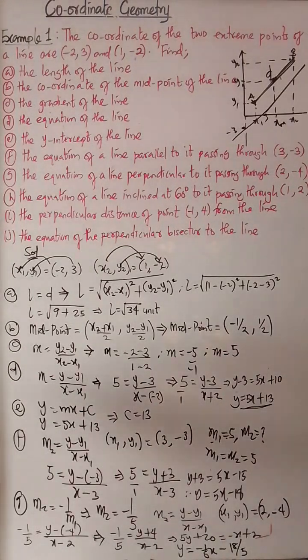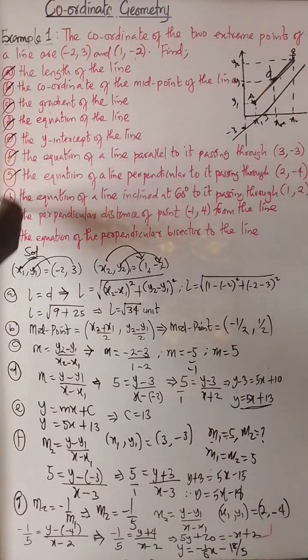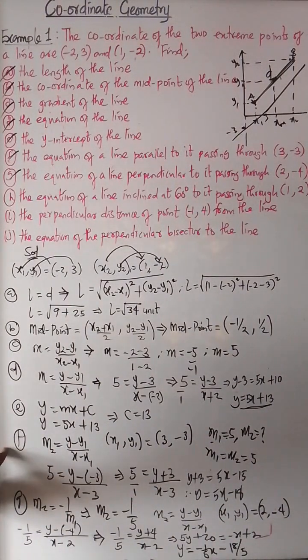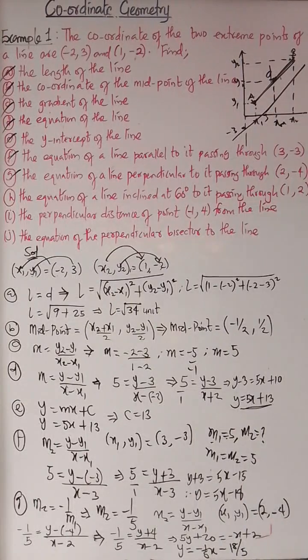So we've done A, B, C, D, E, F, G. So H, the equation of a line inclined at an angle of 60 degrees. So unlike F, parallel to line AB, and G, perpendicular to line AB, this is the line for question G, and this is the line parallel for question F. Now for this H, the line is neither parallel nor perpendicular, but we are given the angle. So we can go and use that formula to get the new gradient.